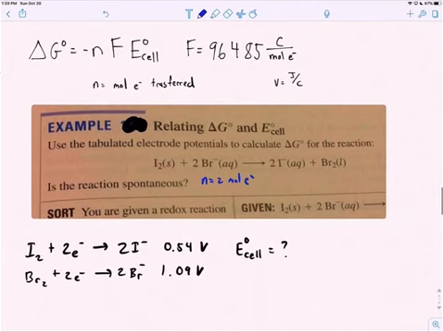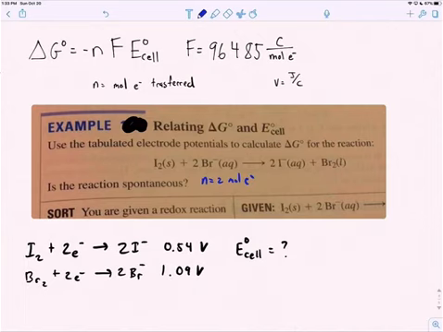Okay, I mentioned this equation before. We have the Gibbs free energy is equal to minus nFE0 cell. n is the number of moles of electrons transferred. And F is Faraday's constant, 96,485 coulombs per mole of electrons. And a volt is a joule per coulomb.